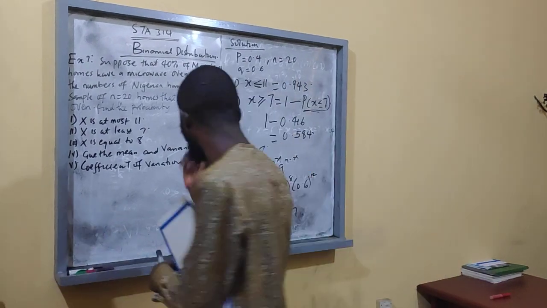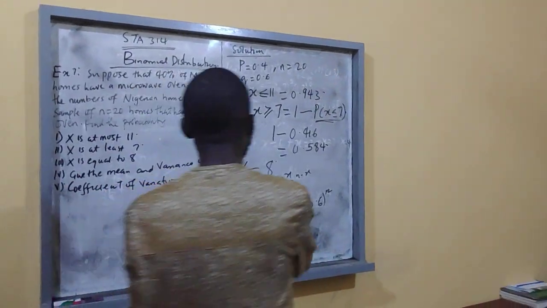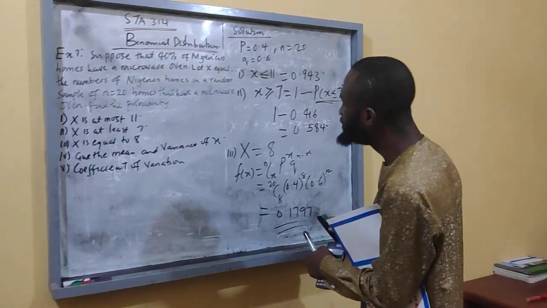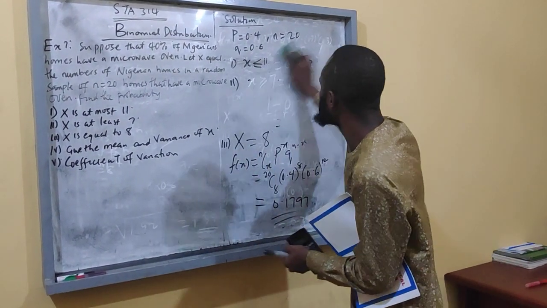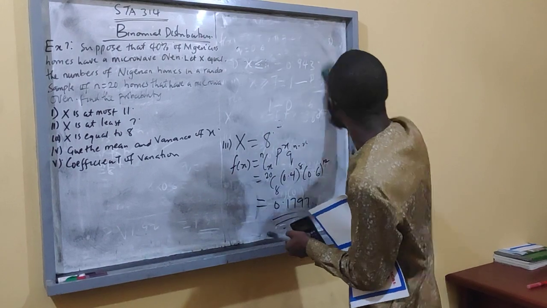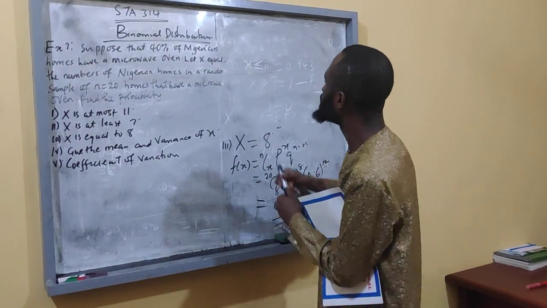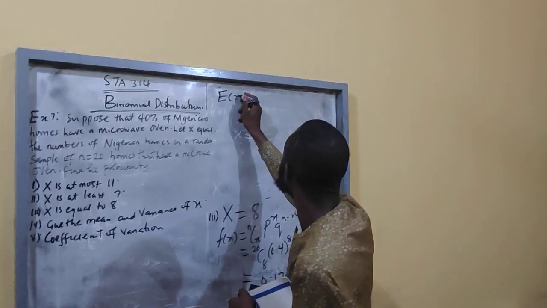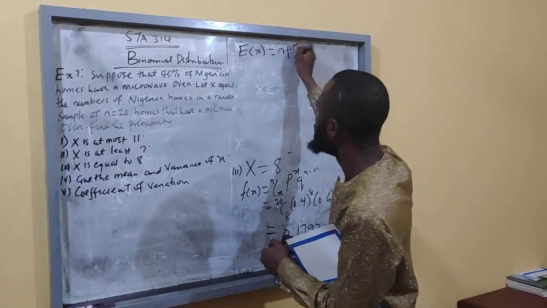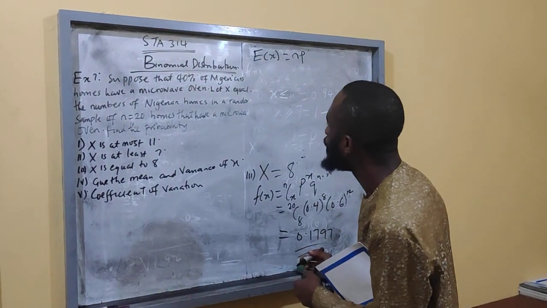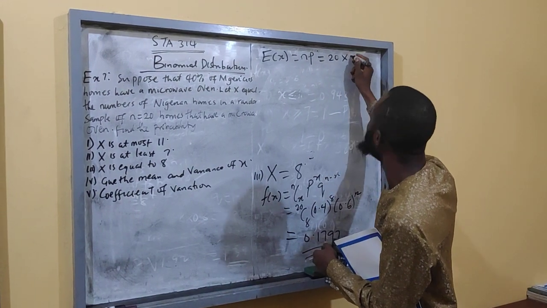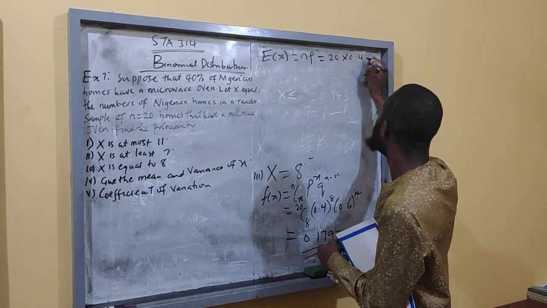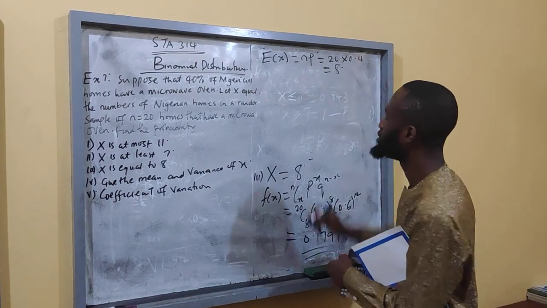Now, the next question, they ask us to find the mean and the variance. The mean and the variance, we've done that before. The mean is our expectation, which is Np. And from the question, our N is 20 times our P, 0.4. And what is that? The expectation is 8.